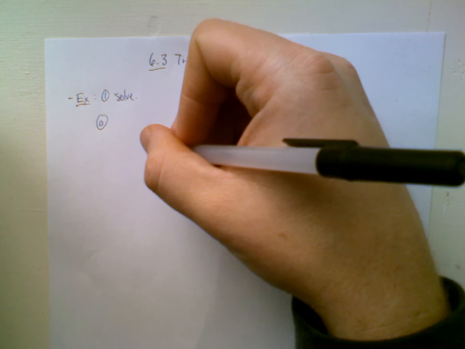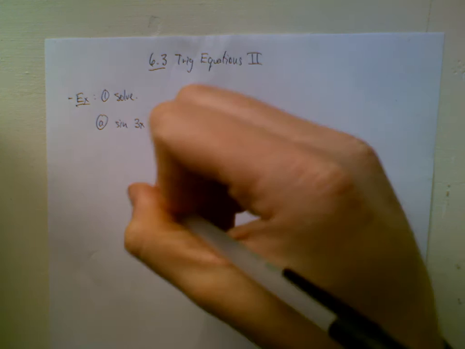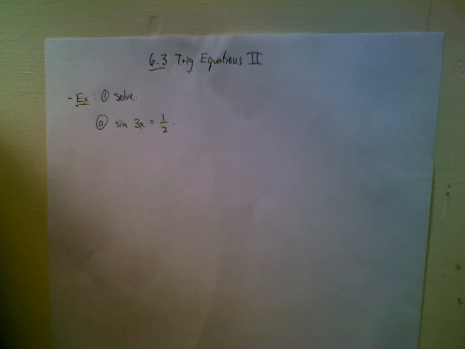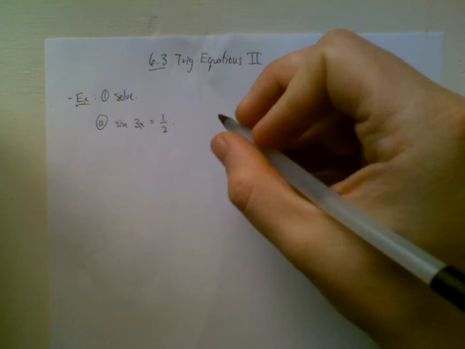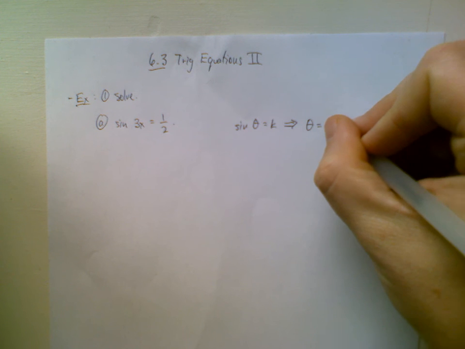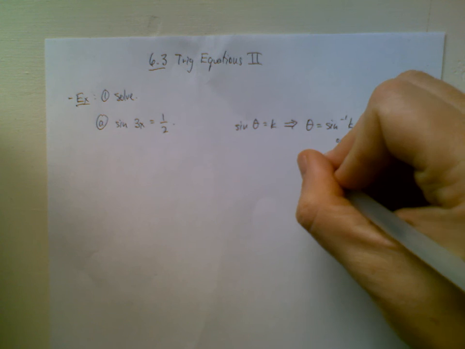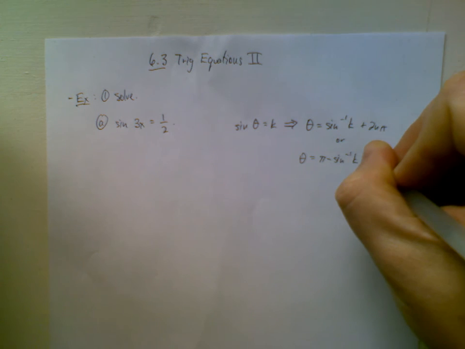Let's solve some equations. Let's do sine 3x equals 1/2. If you think back to what we did yesterday when we were trying to solve trig equations, the idea was that we wanted to solve for the trig function and then apply one of three facts, depending on whether you had a sine, cosine, or tangent function. In the case of a sine function, if sine theta equals k, then theta is sine inverse of k plus 2n pi, or theta is pi minus sine inverse of k plus 2n pi.